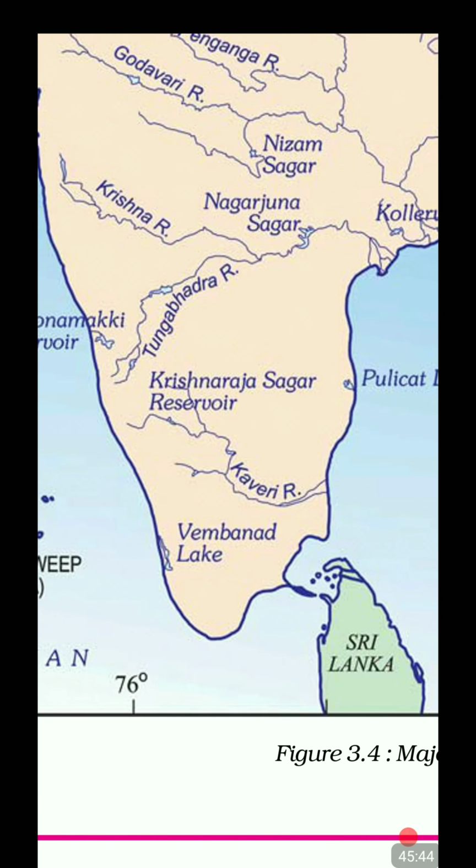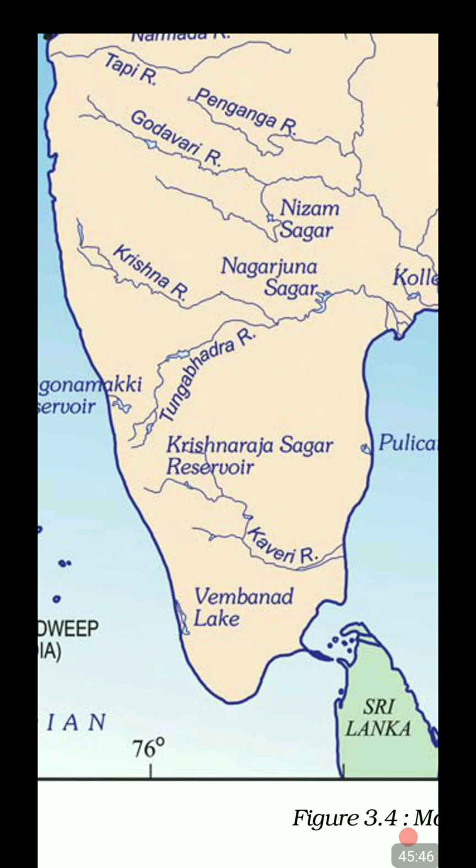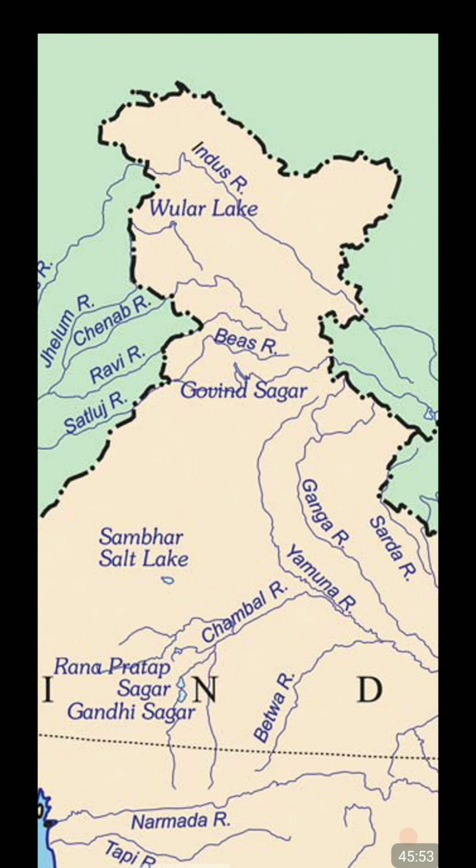On Kaveri, we have Stanley Lake in Tamil Nadu, and on Satluj, we have the Govind Sagar Lake, right, which is in Himachal Pradesh in honor of the 10th Sikh Guru. It is formed by the Bhakra Dam in Punjab, right? So that was all about the man-made lakes.